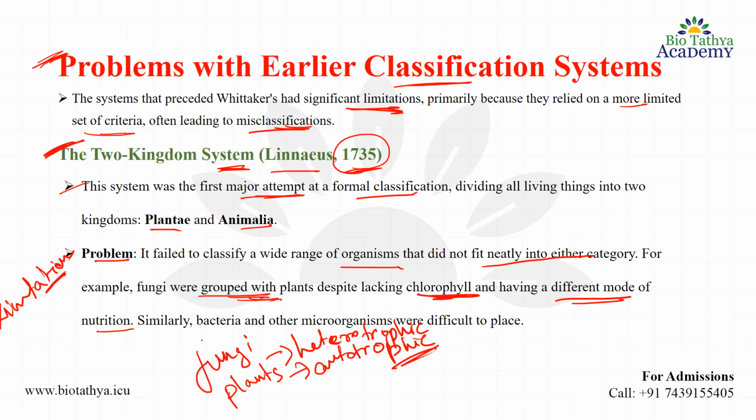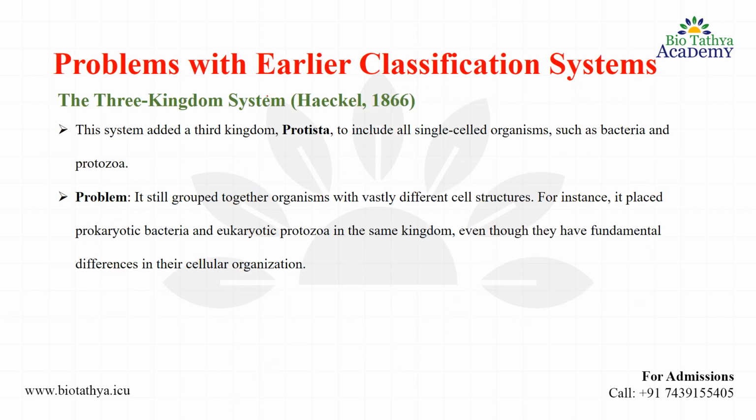Okay, so this was another limitation. Similarly, bacteria and other microorganisms were also difficult to place. He placed them all into the kingdom Plantae, so automatically they were omitted. Then the three kingdom system, what problem did they face? Although it added Protista to include all the single celled organisms such as bacteria and protozoa.